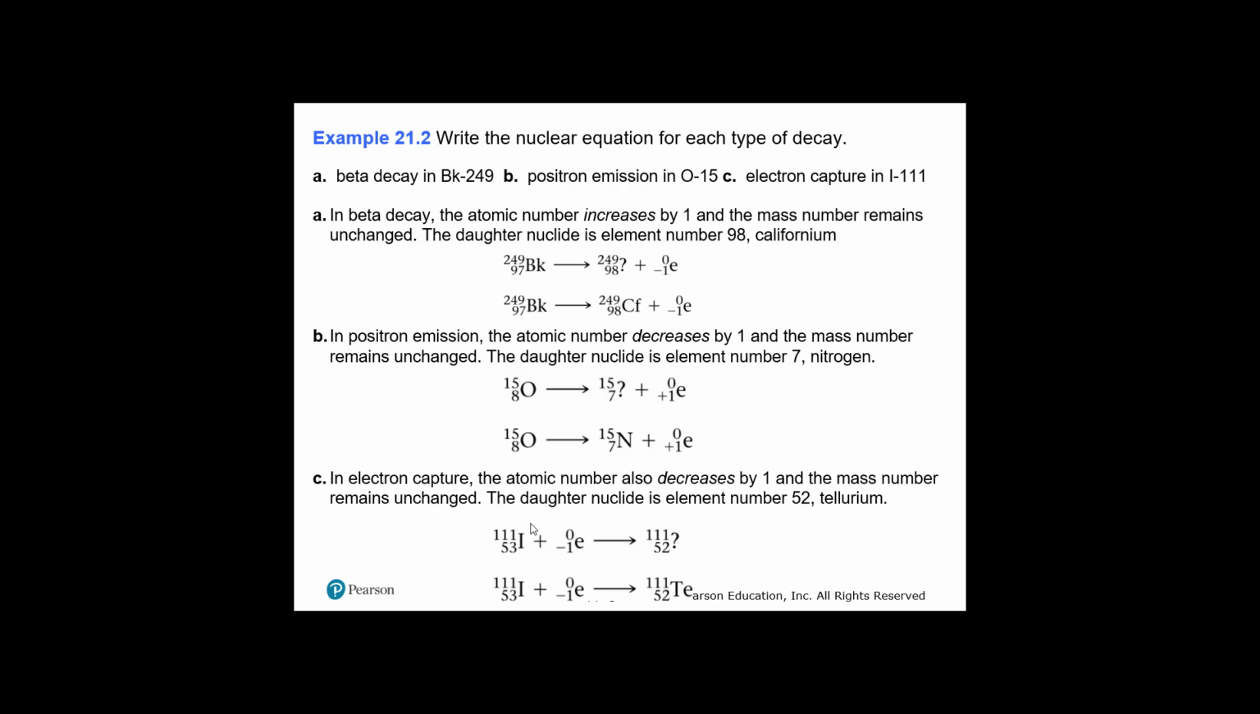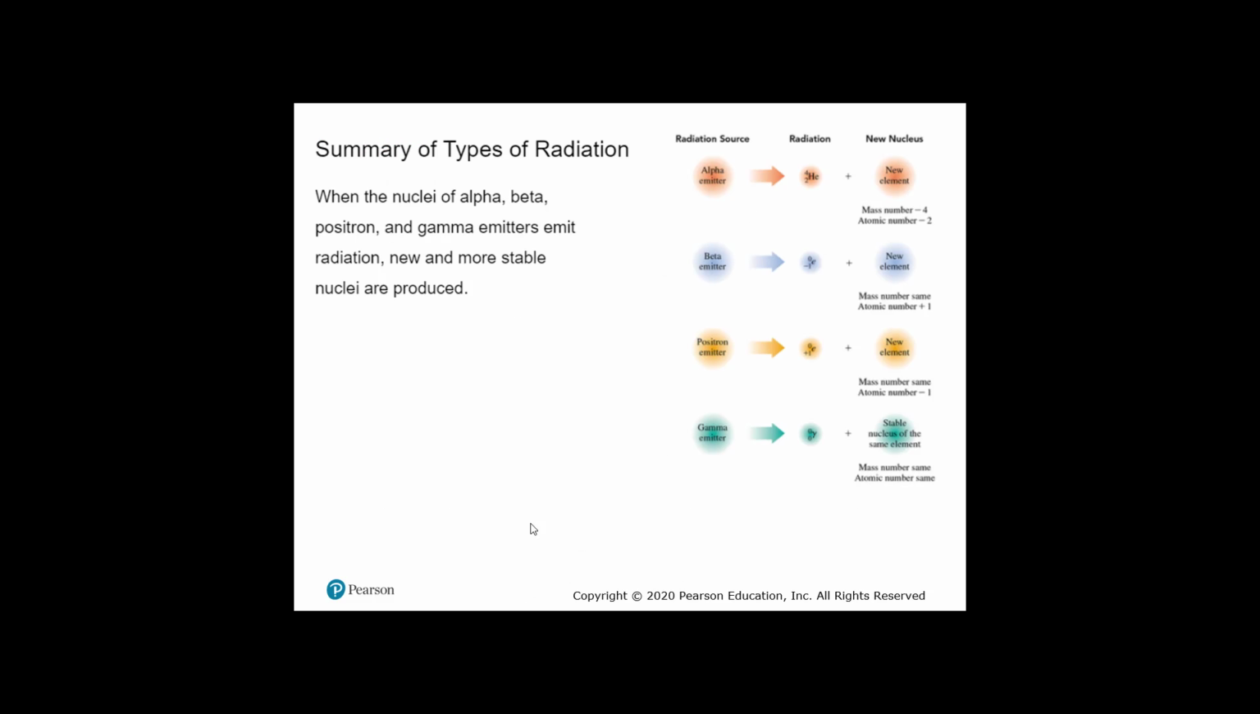Same here. Write the nuclear equation for these. These are giving you beta decay, positron emission, and electron capture. Again, I've broken all of these down. I've kept it intact with what is in your book. So it's just a matter of going through these again and just being comfortable with them.